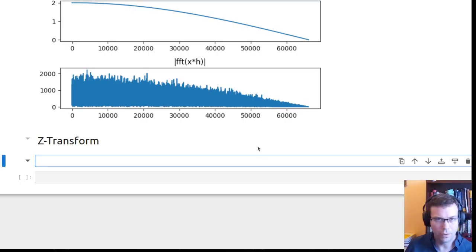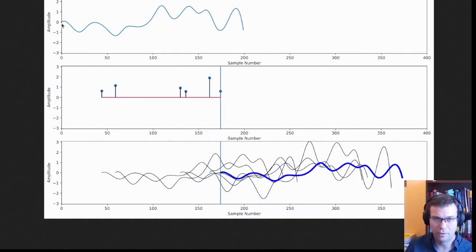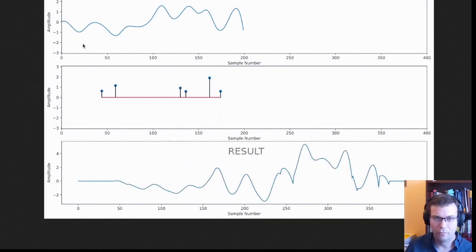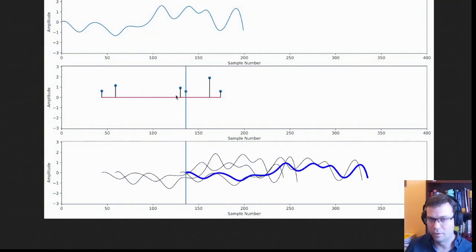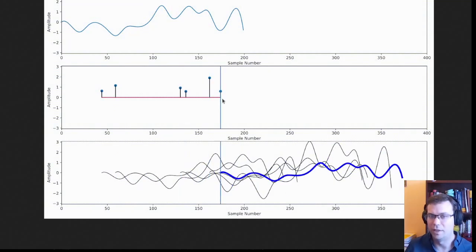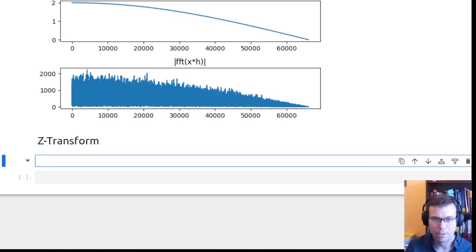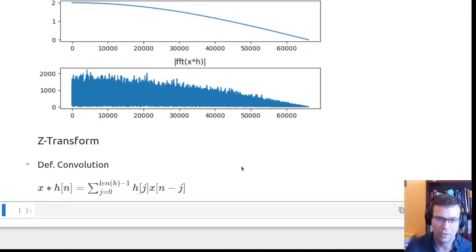Okay, so to do the Z-transform, I think it's helpful to go back to the definition of convolution again. And if you remember, what convolution does is it just takes the original signal and it repeats it at each impulse in the impulse response, scaled according to how strong the impulse is at that moment of time. So mathematically, what that translates into is this equation here. So you see, for each impulse at time j, you repeat the entire signal shifted over by j with an amplitude scale of the impulse response at j.